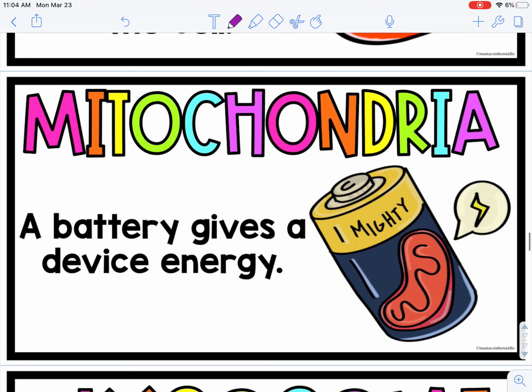So kind of like a battery, it's storing energy just like chemical reactions happening in a battery to give you energy. Same thing is happening in mitochondria. So remember the mighty mitochondria.